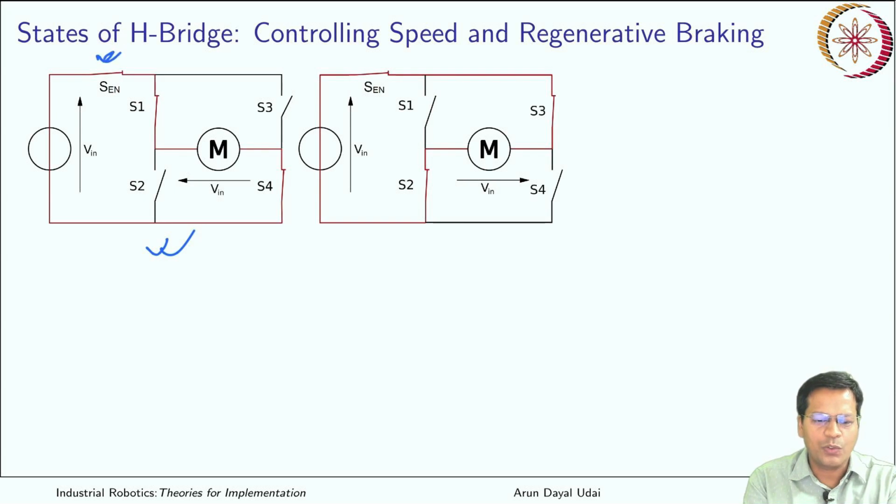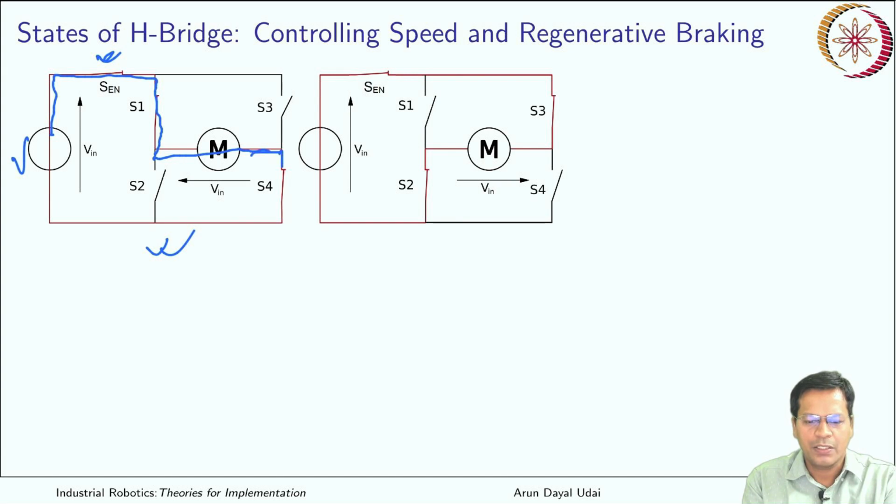So this switch is closed, that is, the enable switch is closed. Whatever potential you are applying over here creates a current. This switch is closed. From here it goes to this, because these two switches are closed and these two are open. Finally the current will go back. So this is how current flows in this direction.